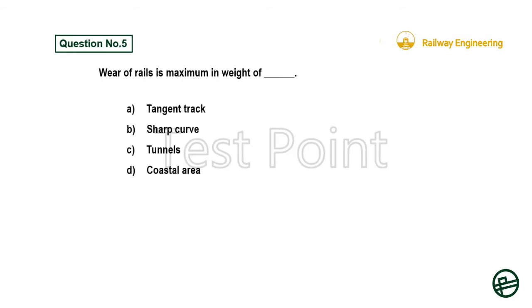Question number 5. Weight of rails is maximum on: option A, tangent track. Option B, sharp curve. Option C, tunnels. Option D, coastal area. Answer is option B, sharp curve.